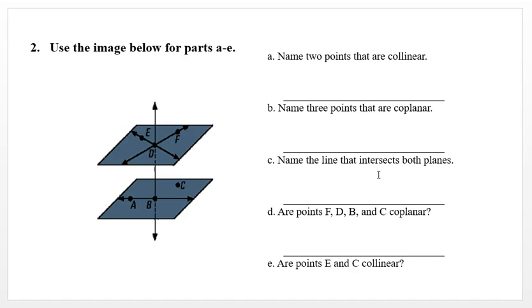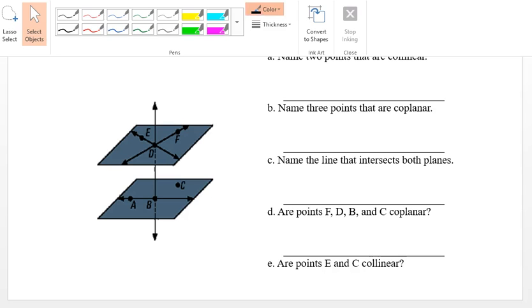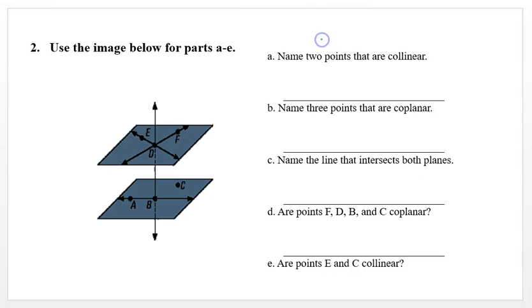For example, we can use the points A and B. And you're done. Just name 2 points. You don't have to name the line or anything like that. Then part B says name 3 points that are coplanar. To create a plane, you at least need 3 points. There are a few examples of that too.